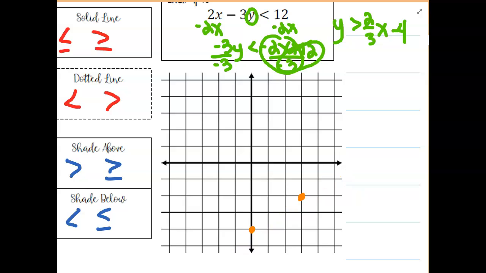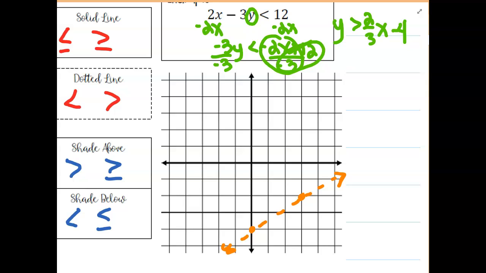Because this is just a greater than. It's not an equal to. Since it's not an equal to, it means that these points on this line don't work. It's like x is greater than 2: 2's not a solution. All of these points on this line don't work. They're not a solution. So how I show that is I use a dotted line. And that way I can see visually that it's just kind of like a boundary. It's just a boundary.